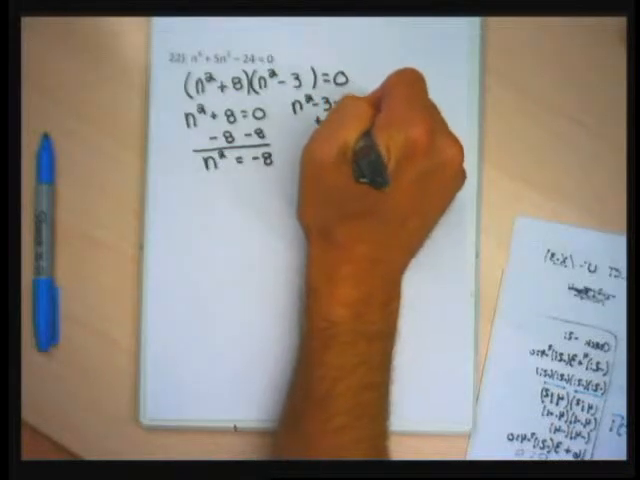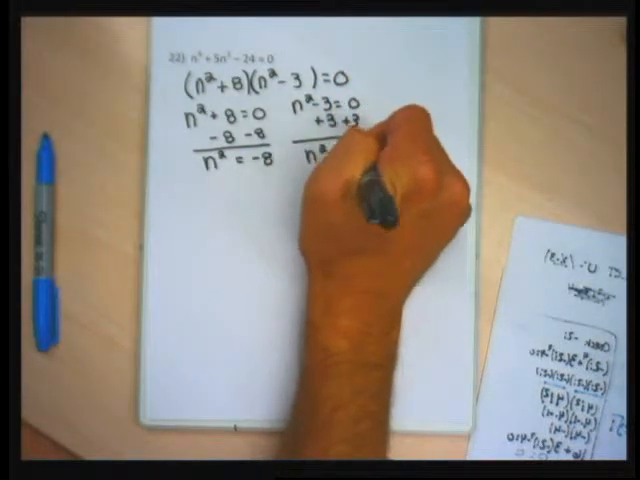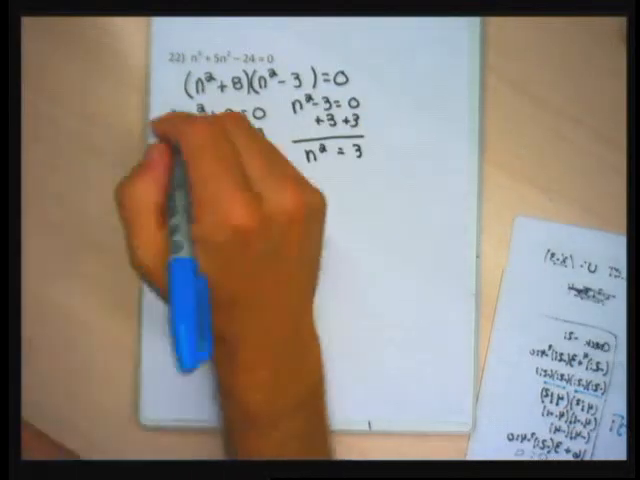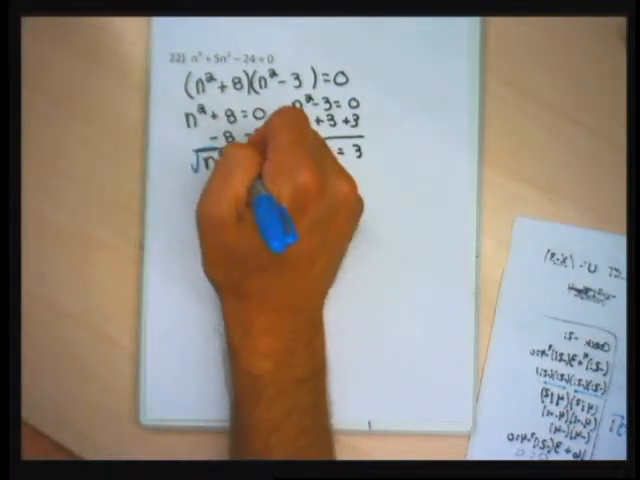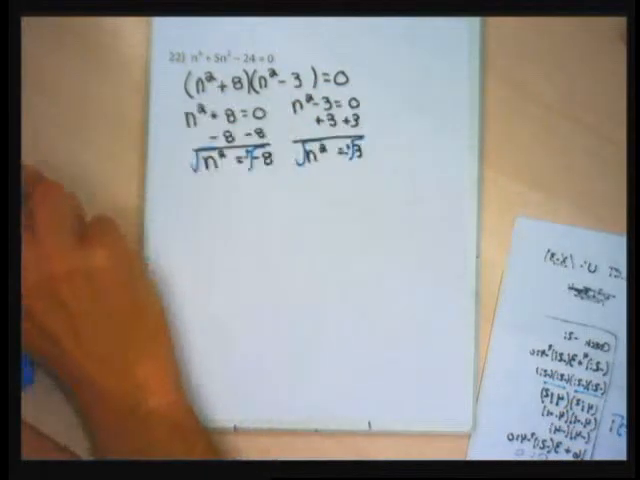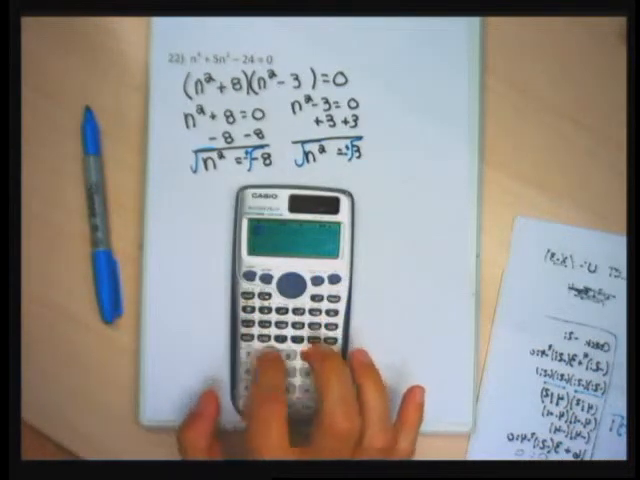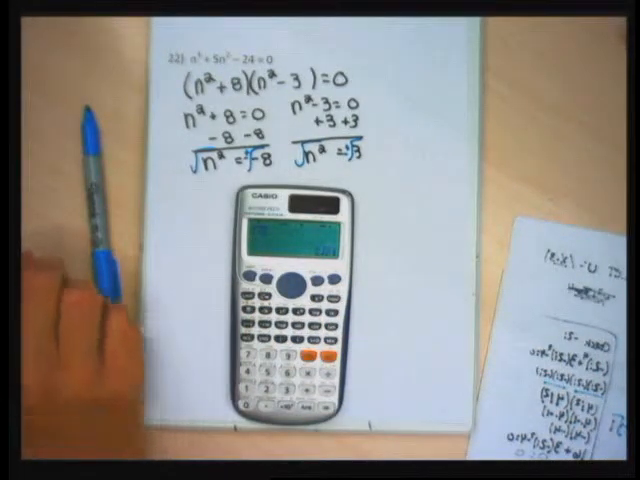Let's solve each of these by getting the letter on one side, the numbers on the other. And once you get the letters on one side, the numbers on the other, you square root, plus or minus square root. The square root of negative 8 reduces to 2 square root of 2i.